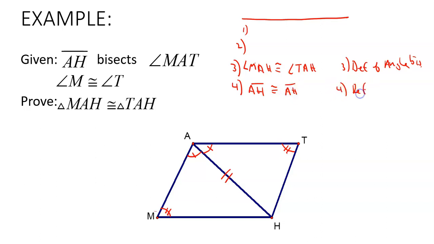That's reflexive. And then my last thing will be to actually put the conclusion in there. So triangle MAH congruent to triangle TAH. And that is what? 2 angles and a non-included side. So 2 angles and a non-included side. So I'll let you fill up the givens up at the top. And that's how those 2 triangles are congruent.